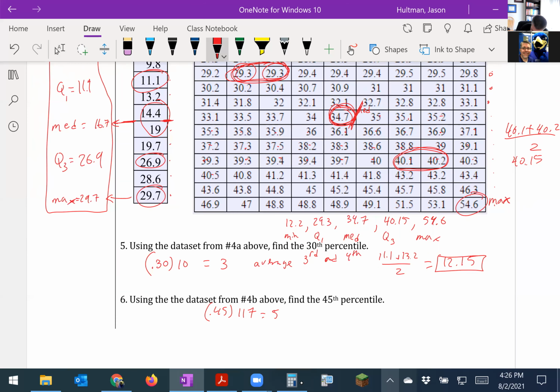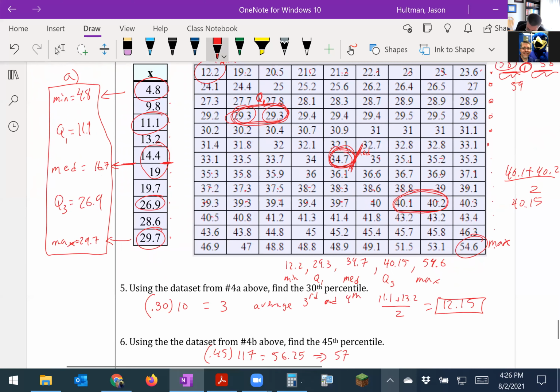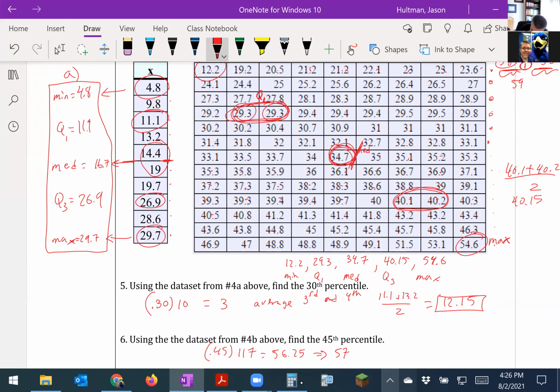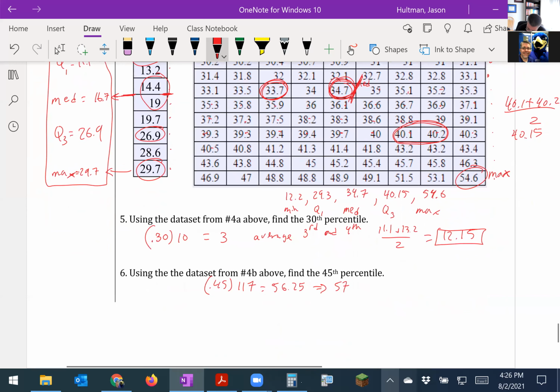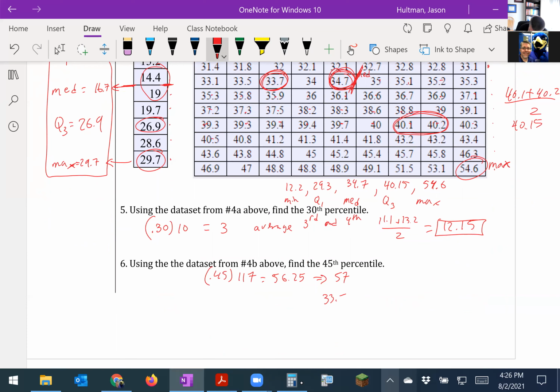So this is 52.65, which means that we go up to 53, the 53rd item. Okay, so what was the 57th item? Well, we already know that the 59th item was the median. And so the 57th item should be right here, which is 33.7. So that's 33.7.